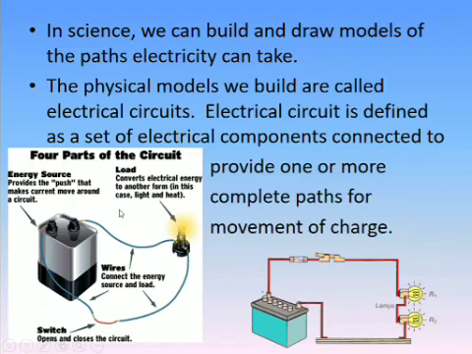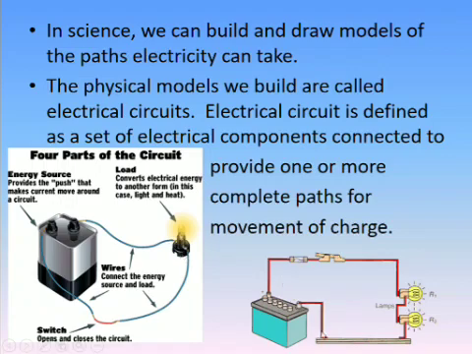Okay, so we repeat the four parts of an electric circuit. We have the energy source, we have the load, here in this case it's a bulb. The switch is not an important part in an electric circuit, and the wires are used to connect the source with the load. So the main important parts are the energy source and the load.